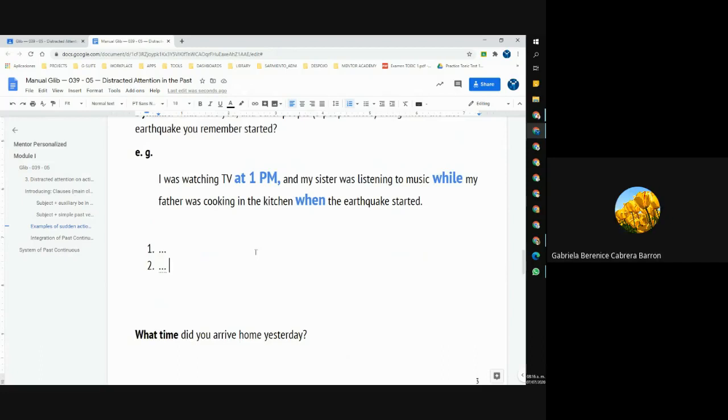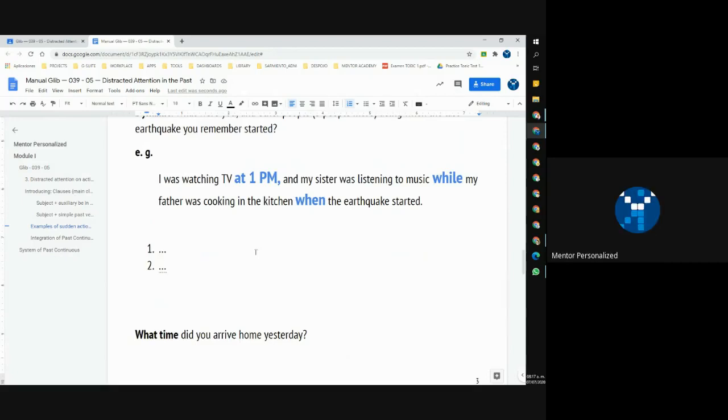My sister was grocery shopping when the earthquake started. The earthquake started. Very good.